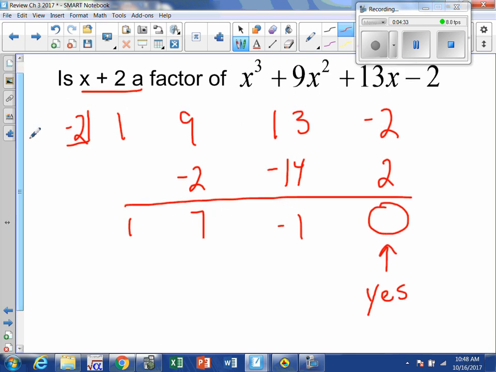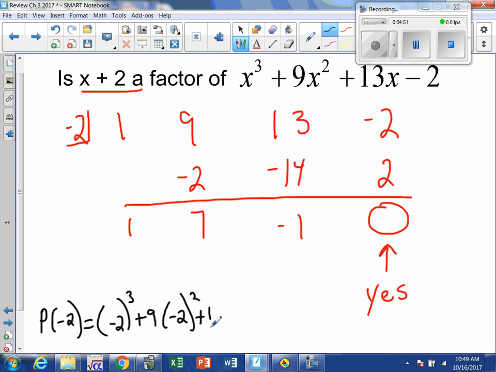Now, the other way you could have done that would be to think of that polynomial up there and to substitute in negative 2. This would be our remainder theorem. So this would be negative 2 cubed plus 9, negative 2 squared, plus 13, negative 2, minus 2. And if we did that, since we already know it's a factor, you would get 0, which would also tell us the same thing. Now, you would never do both of those methods. You would just pick one, either synthetic division or plugging in -2. Both of them would give you 0. Both of them tell you your remainder is 0. So yes, it is a factor.